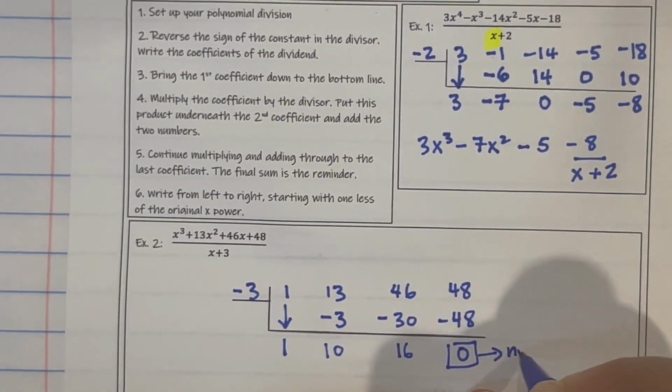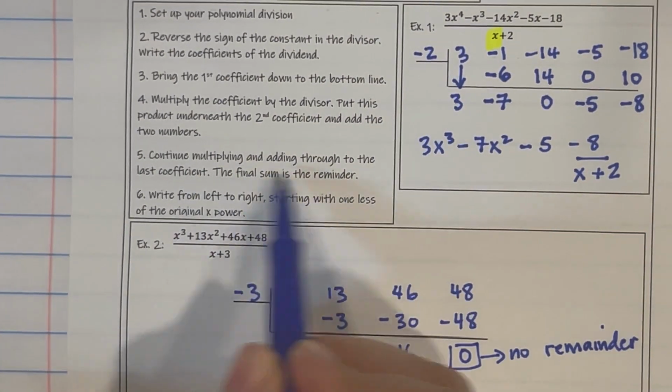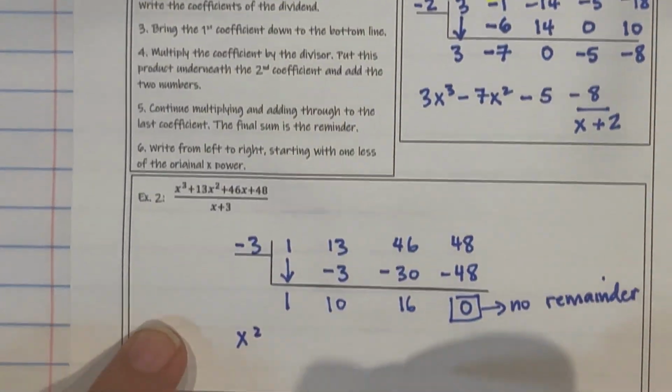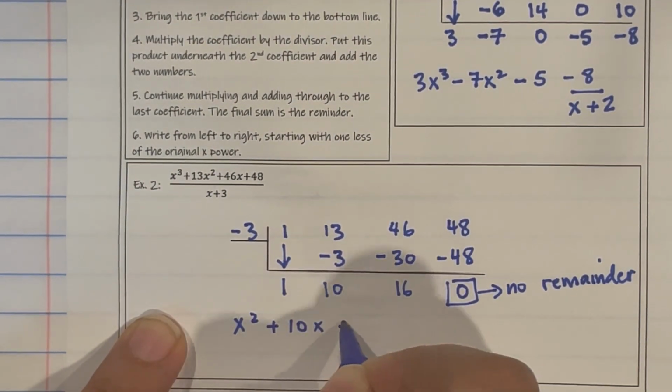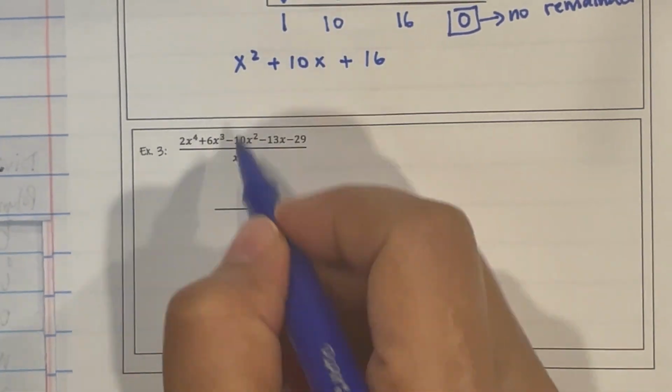What does that mean? That means if you get a 0 at the end, you do not have a remainder. All right, then write it down with the power 1 less. So it's x cubed, so it's going to start x squared plus 10x plus 16, and it has no remainder, and that's it.